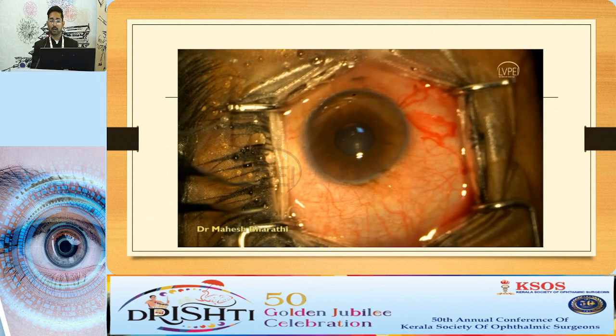So here I have tried to avoid limbal vasculature as much as possible and made a slightly anterior corneal incision so that I don't encounter any blood with my visco, which will impair my visualization of the intraoperative angle.